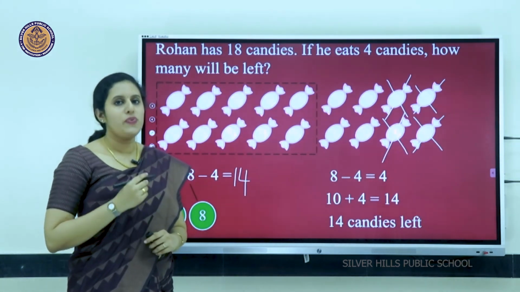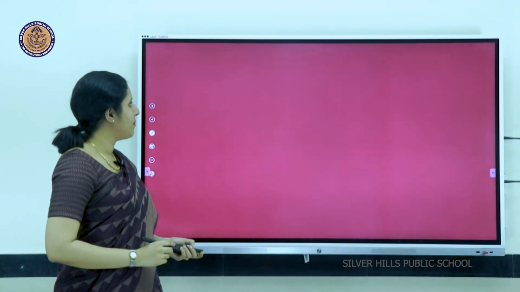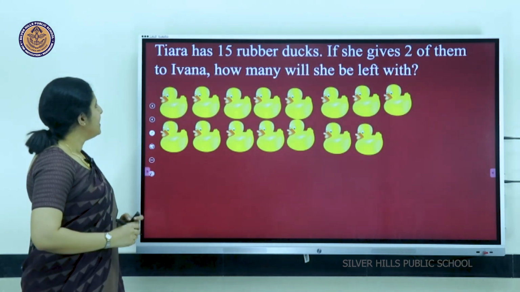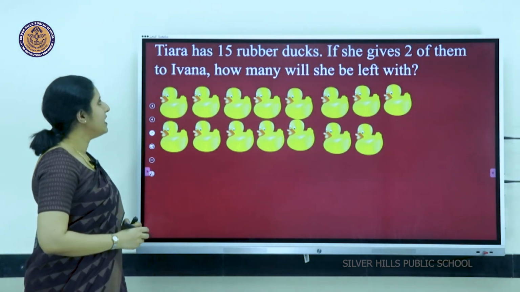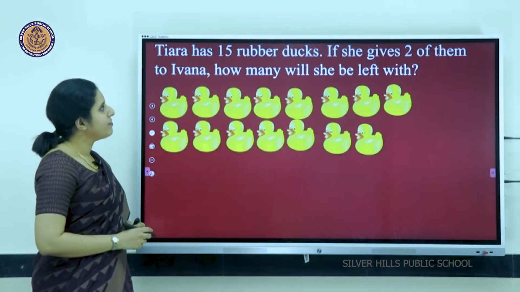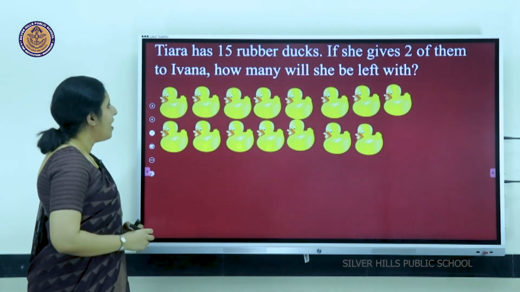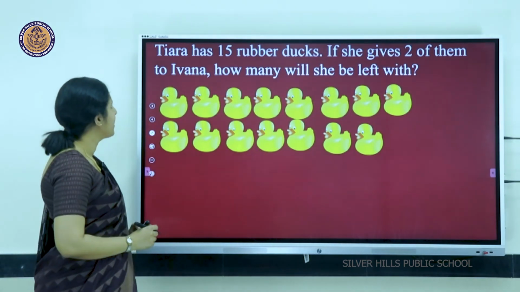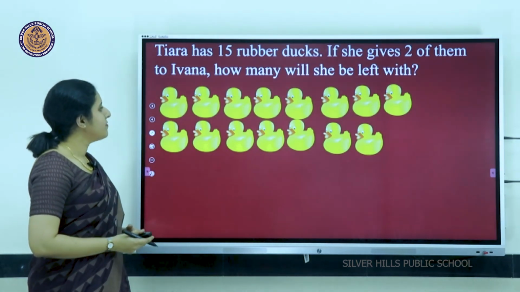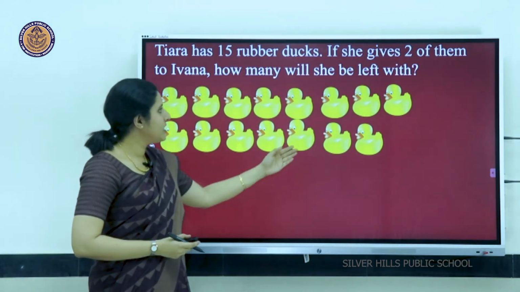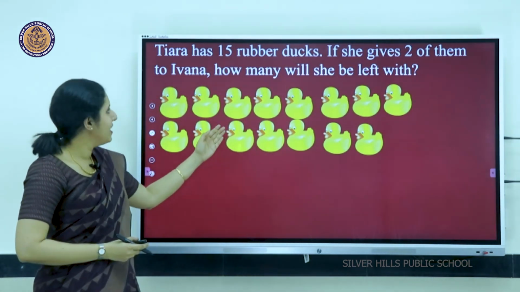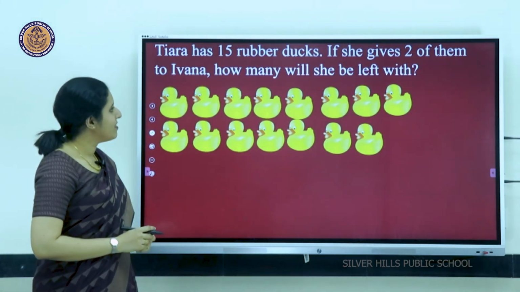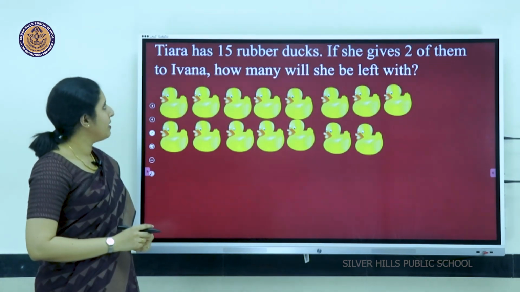Let's see the method once again by looking at another example of the same type. Look at the question on the screen. Tiara has 15 rubber ducks. If she gives 2 of them to Ivana, how many will she be left with? Okay, so this is the question for you. Tiara has 15 rubber ducks. These are 15 rubber ducks that you see on the screen. How many is she giving away to Ivana? Yes, she is giving 2 away to Ivana.